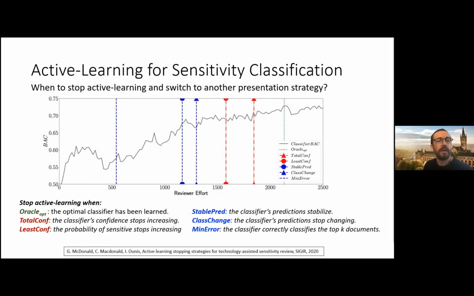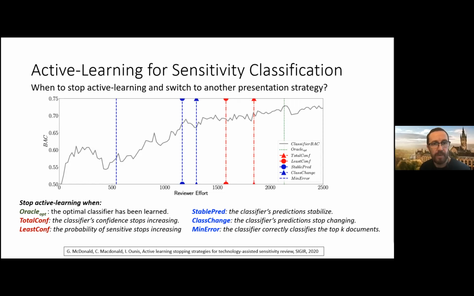So here we've looked at 5 heuristic strategies about how we might start to guess or measure when we can stop the process. Firstly, I'll talk about the blue processes first. These are processes from the literature: stable predictions, class change, and min error. These heuristic approaches stop the active learning approach.